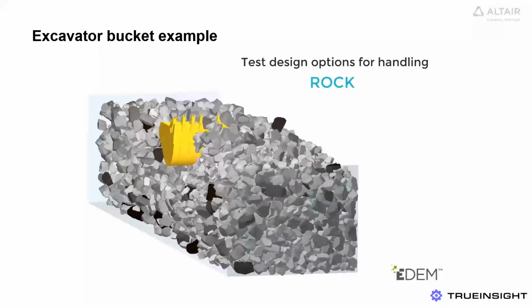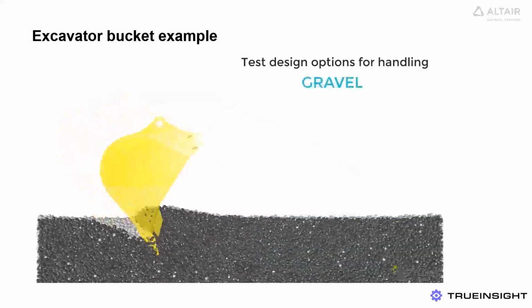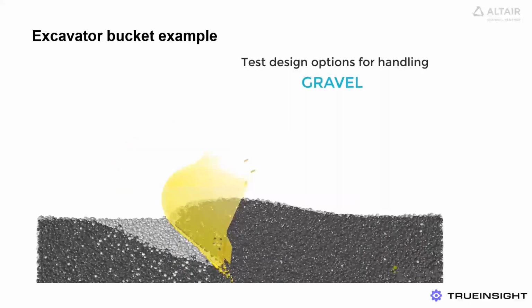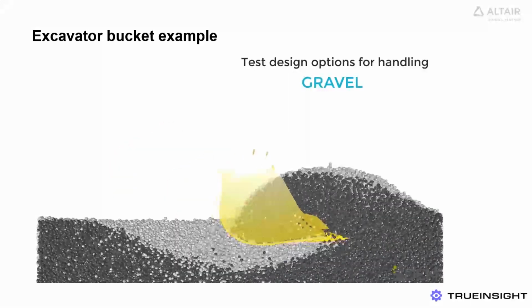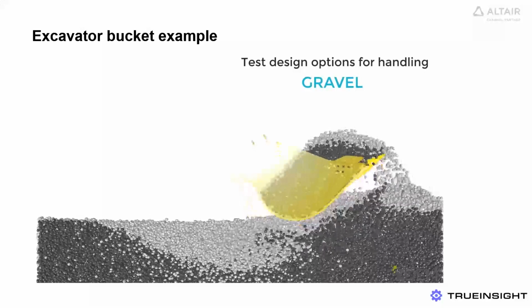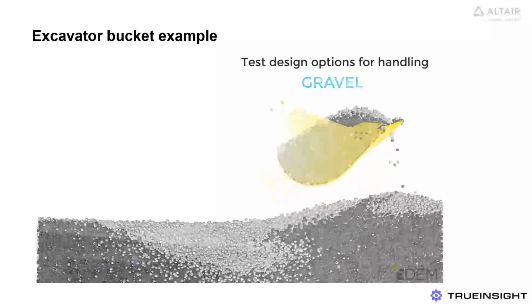Or you could just visualize different material behaviors to see how they interact with the bucket. For example, a coarse rock versus a finer gravel, and how they fill into and flow around the bucket.